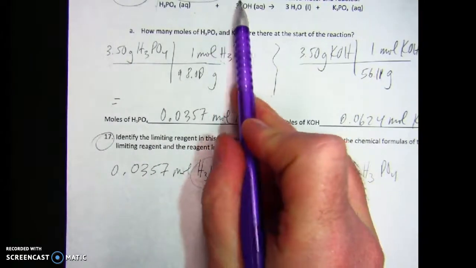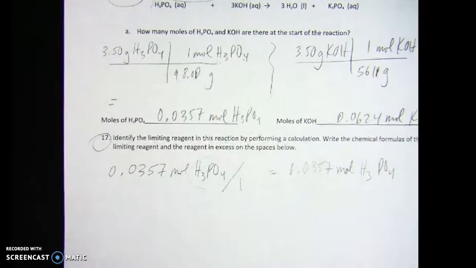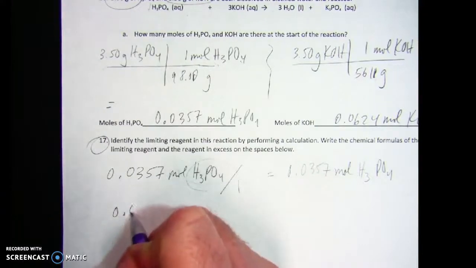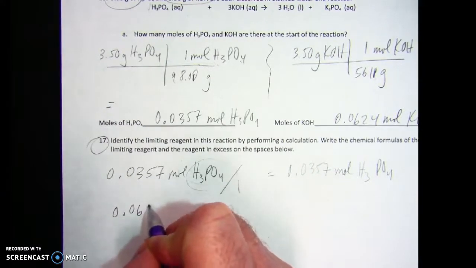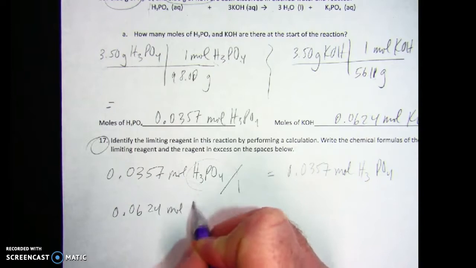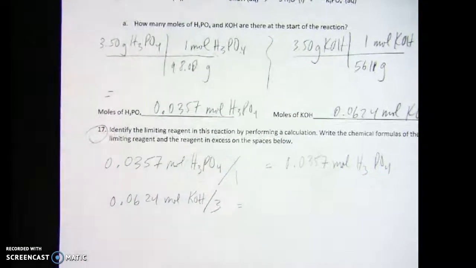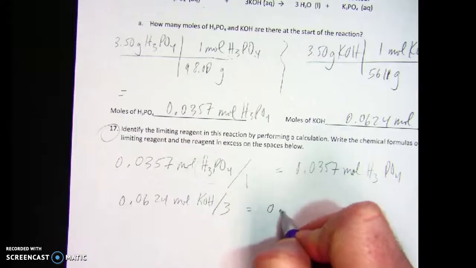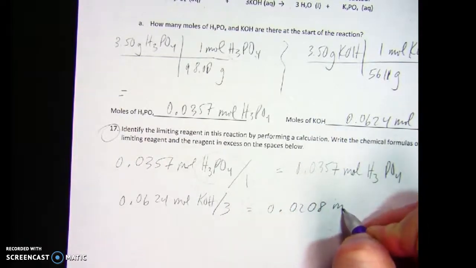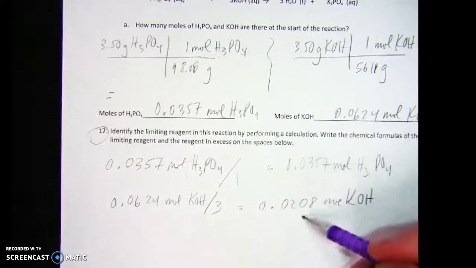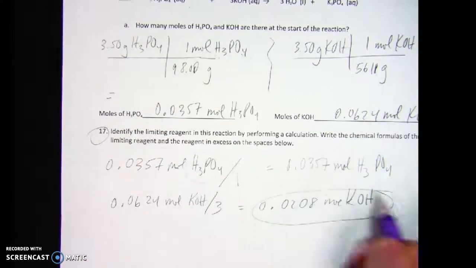Notice, though, that the KOH has a 3, which means that the KOH is actually consumed at 3 times the rate. So if I take the starting amount of KOH and divide that by 3, and when I do that, I get the value of 0.0208 moles of KOH. And whichever number is smaller is the limiting reagent.